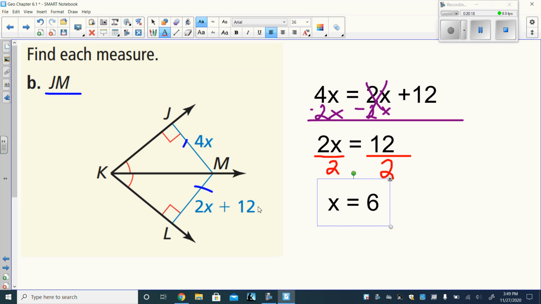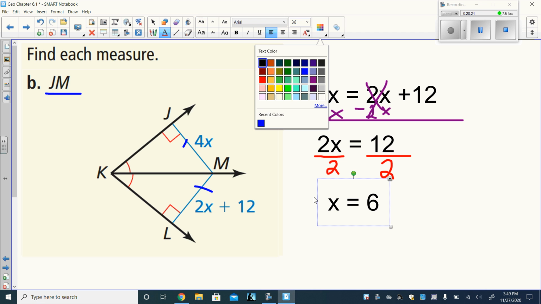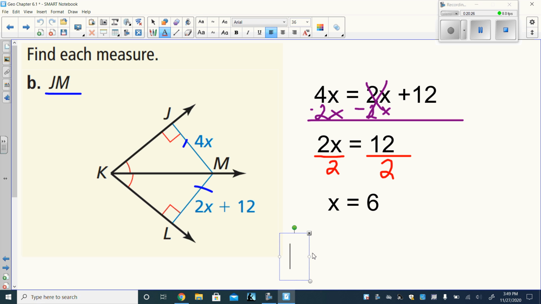So I found the value of x. Now all I need to do is plug it back in. For this here, we're just going to do 4 times x. Well, x is 6, so we'll type it in as 4 times 6, and 4 times 6 is not 21, but 24. So the length of JM, the length of what we're trying to find, is 24. And that's all we need to do for this here. And we're done with this problem.